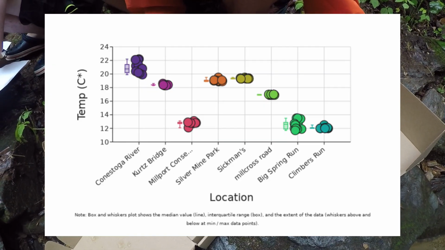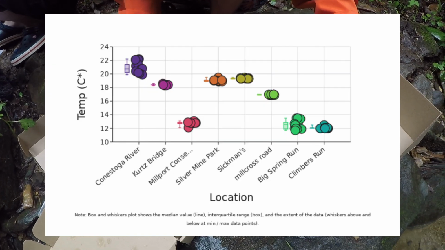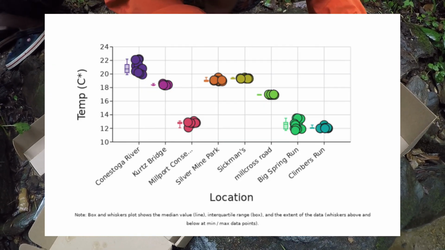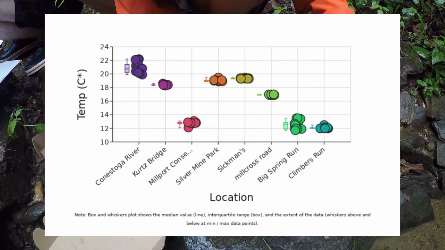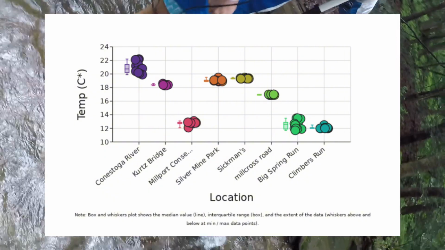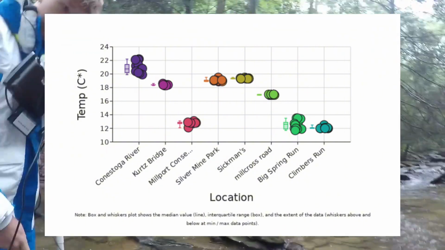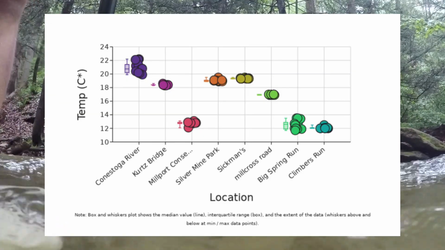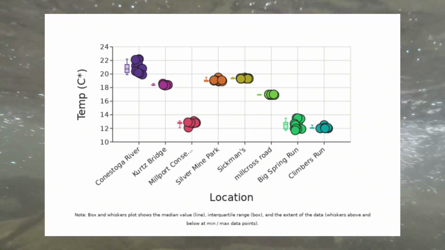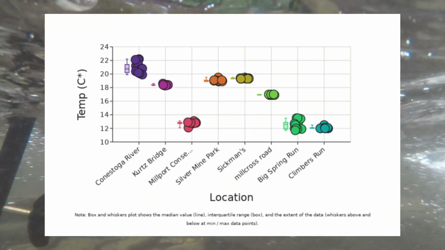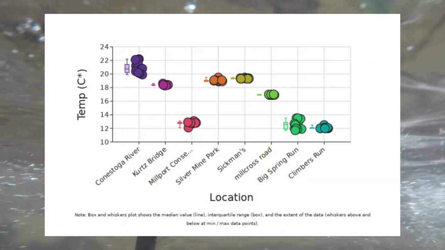Days that were colder and after recent rainfall were rivers such as Climbers Run, Big Spring Run, and Millport Conservancy, showing that the temperature is highly reliant on the weather. It is also an important note that statistically, the two main rivers remain similar, but there do appear to be some cold spots within our watershed.